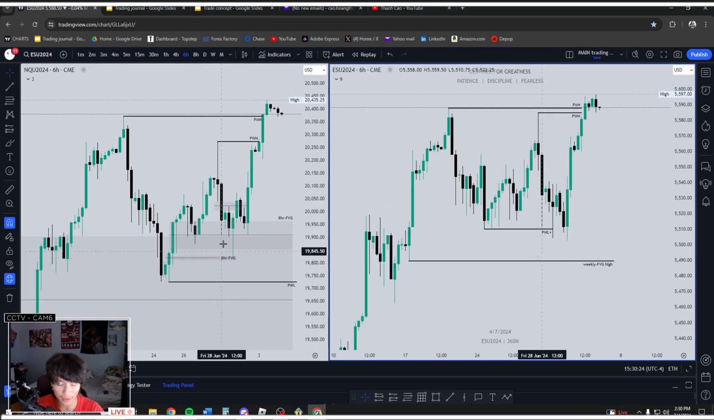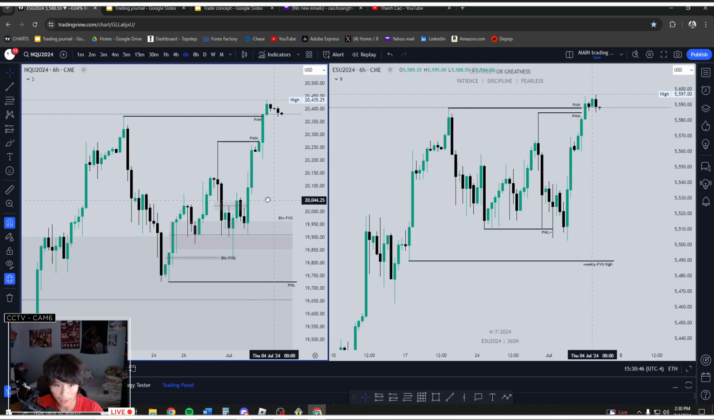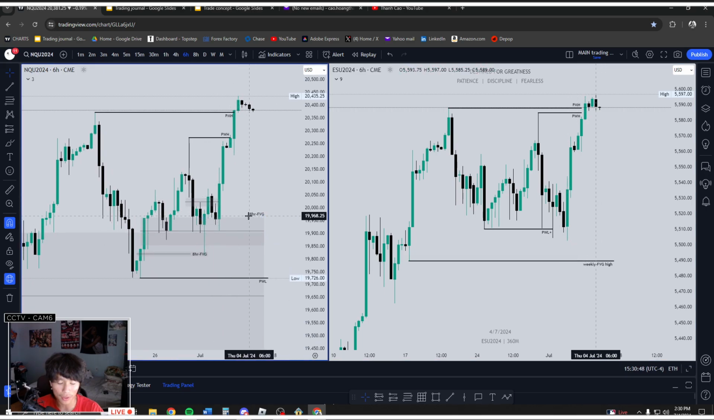This means that there's manipulation occurring, and that the algorithm is tipping its hand to you once again, that I'm sweeping these lows. Rather on NQ, we didn't sweep these lows, we actually stopped at the consequent encroachment of this 8-hour fair value gap.